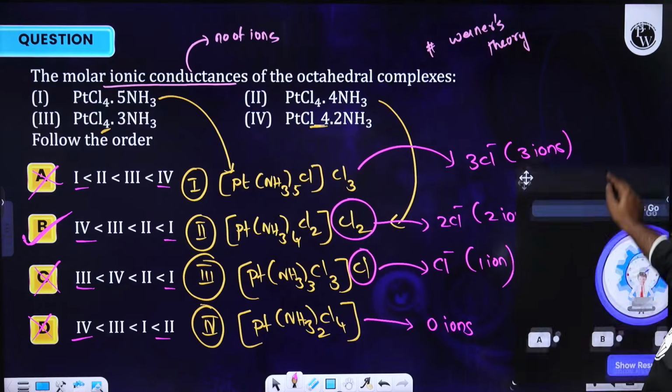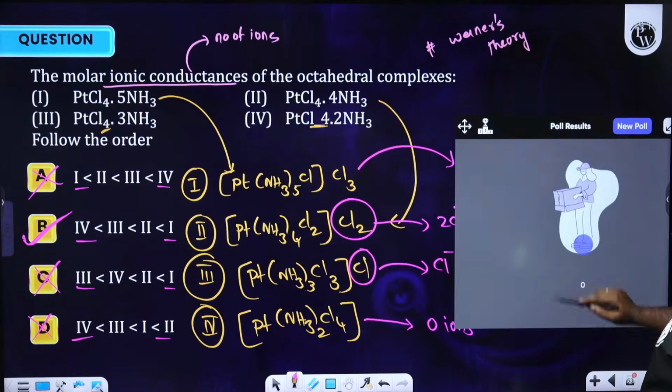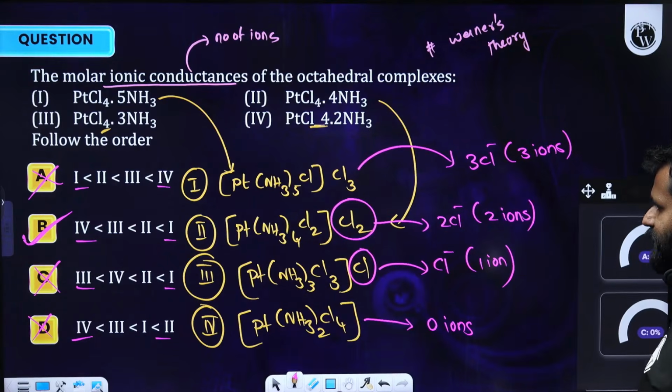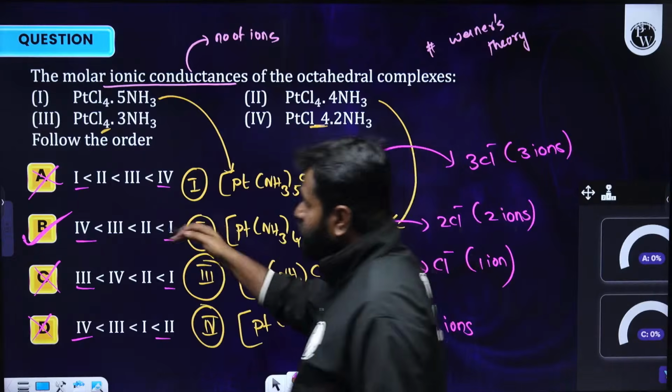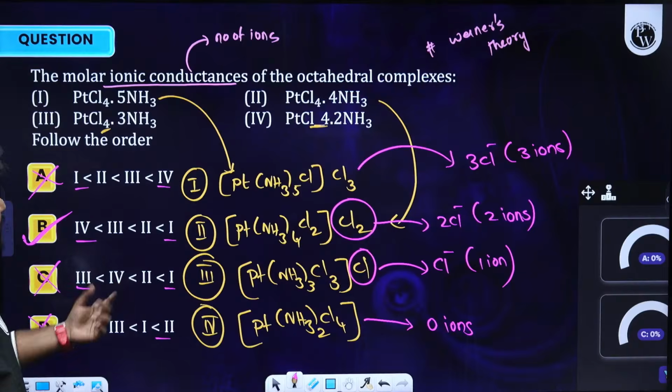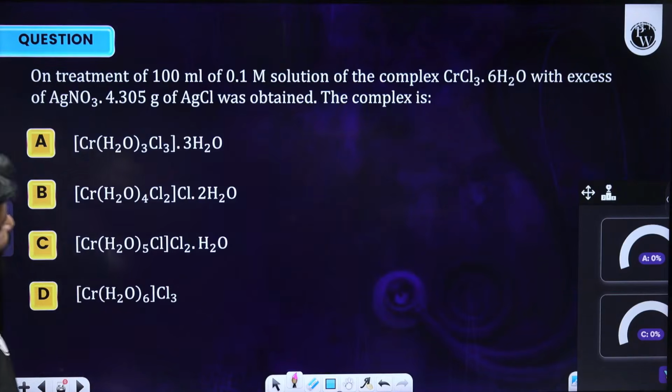Everybody is getting a clear-cut idea how exactly I'm solving this sort of question. Some students confused with option D. 4, 3, 2, 1, number of ions. Option B is the correct answer. One of the basic questions. Next question.